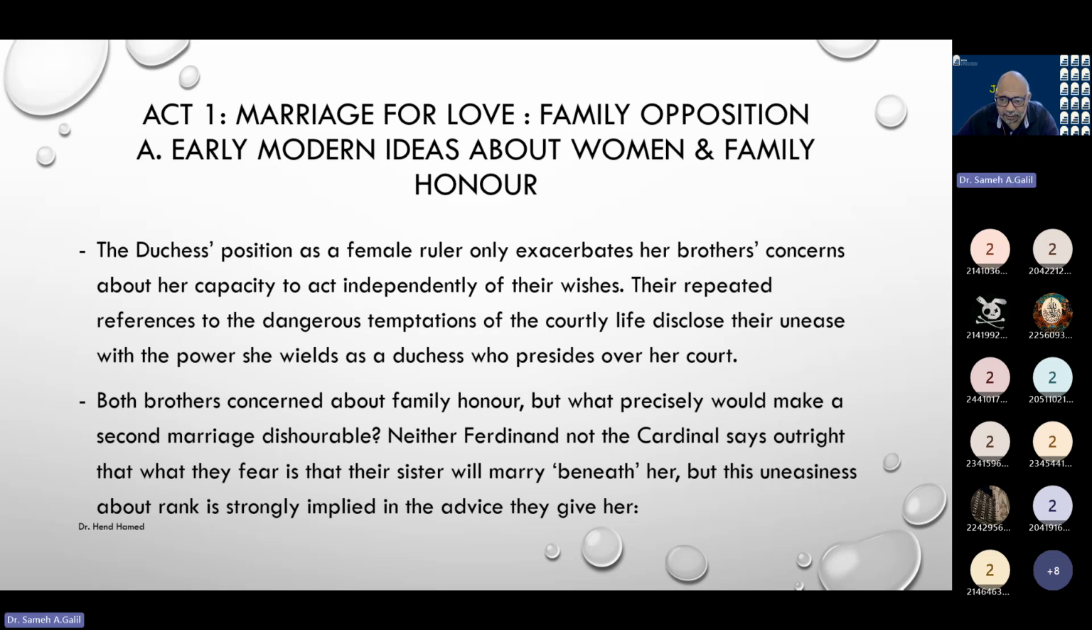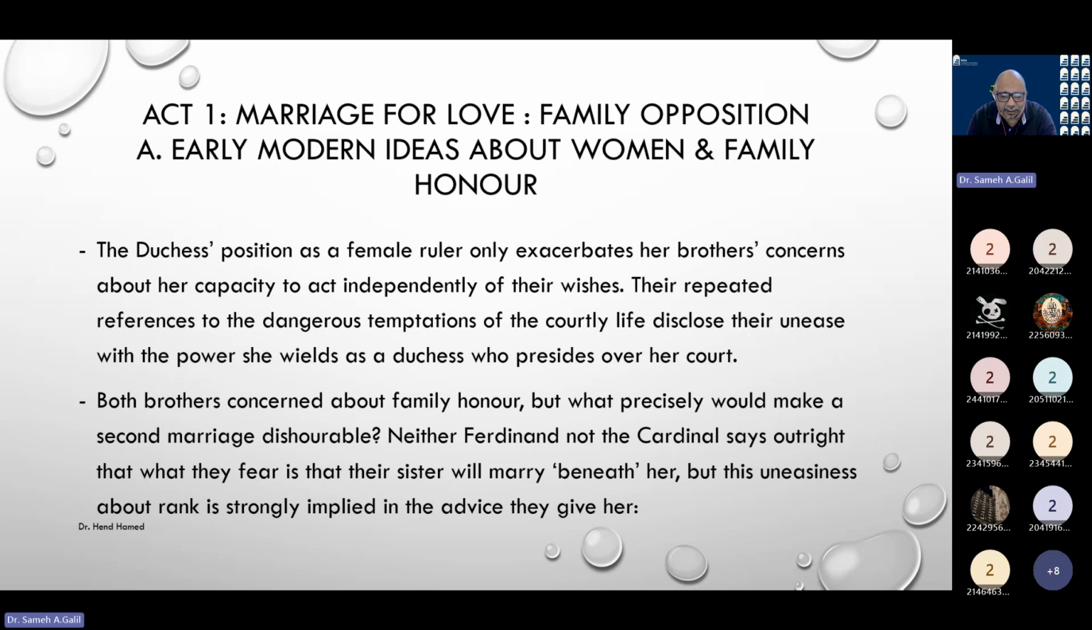Again, they feel very nervous about the power she now wields as a duchess who presides over her court. So obviously, it's not about family honor that we're talking about. We're talking about privileges that they are afraid of losing. So neither Ferdinand nor the cardinal says outright that what they fear is that their sister will marry beneath her. But this uneasiness about rank is strongly implied in the advice they get.